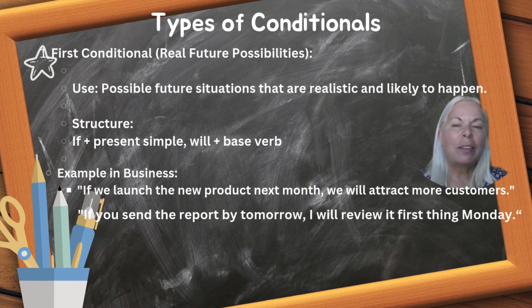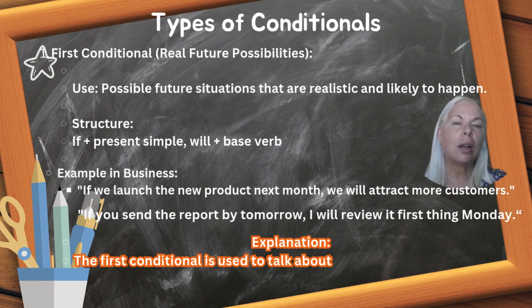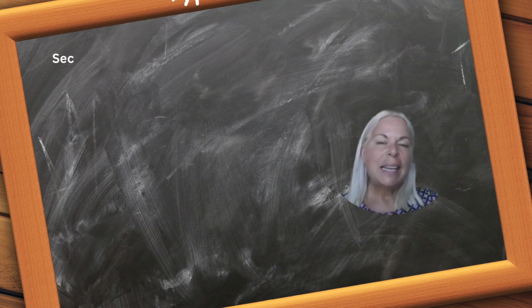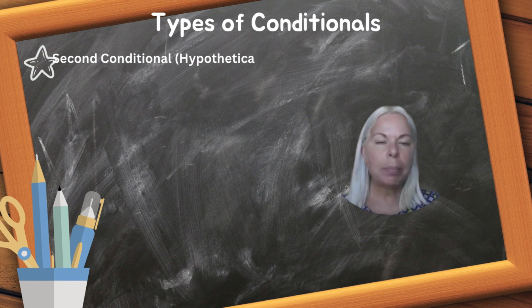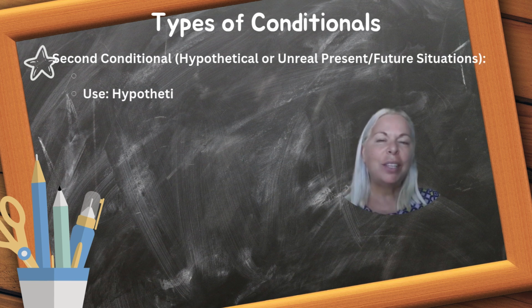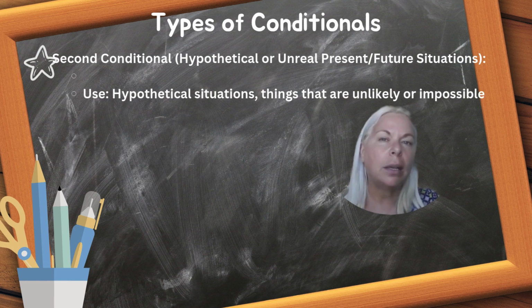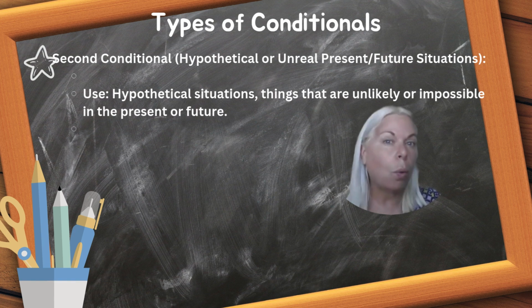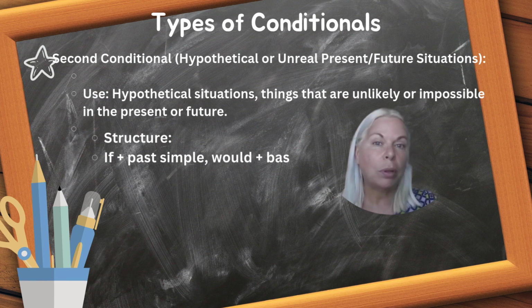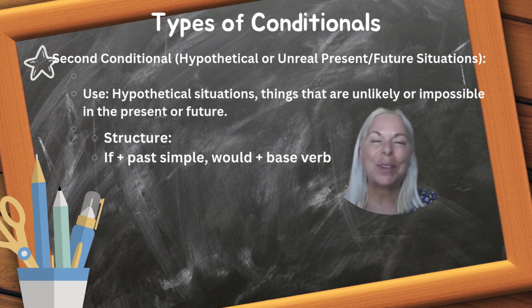Now, to explain this a little further, the first conditional is used to talk about a realistic future outcome. It's often used in business meetings and negotiations to talk about potential actions and results. Now, the second conditional is for a hypothetical or an unreal present or future situation. The usage of this would be a hypothetical situation, like things that are unlikely or even impossible in the present or the future. Now, the structure of this one would be if plus past simple and would plus base verb.